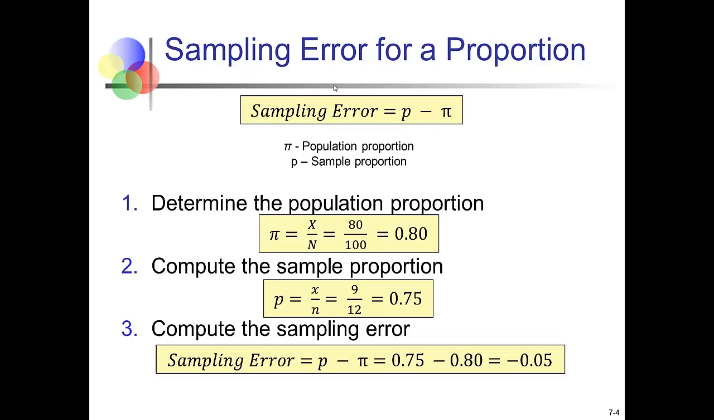So to actually calculate sampling error, we would have to know the population proportion. Suppose we had a population that contained 100 people. 80 of those people had the attribute of interest. So our population proportion is 0.8. We would need to compute the sample proportion. Suppose that we just collected a random sample of 12 individuals. Of those 12 individuals, 9 of them had the attribute of interest. That's a proportion for this sample of 0.75. To compute the sampling error, we take that 0.75 and subtract out the population proportion of 0.8. The sampling error here is minus 0.05.